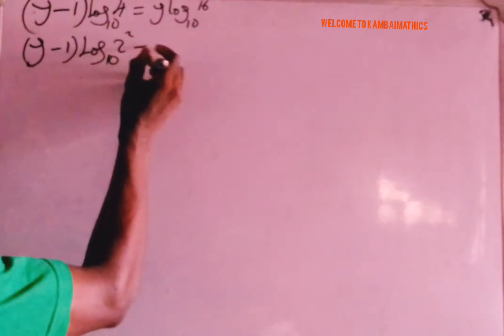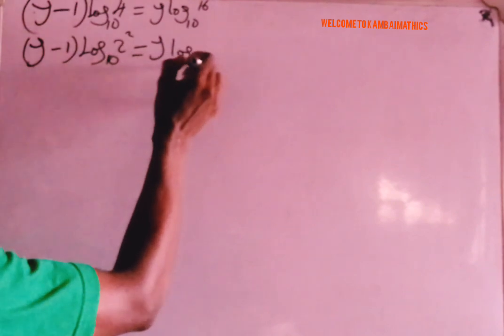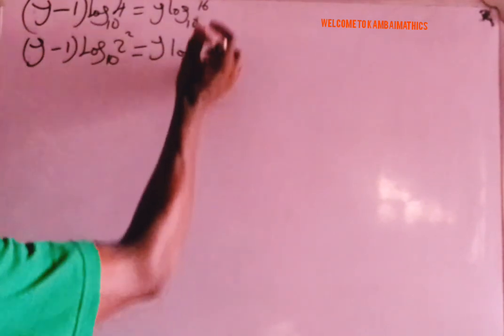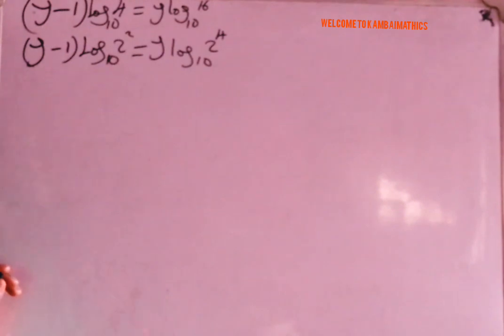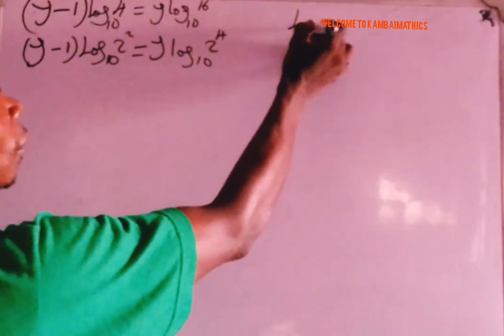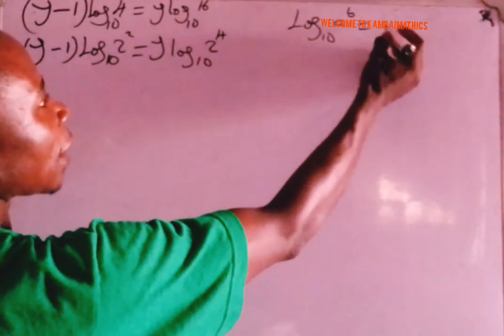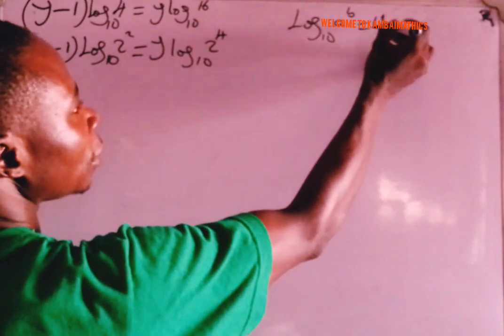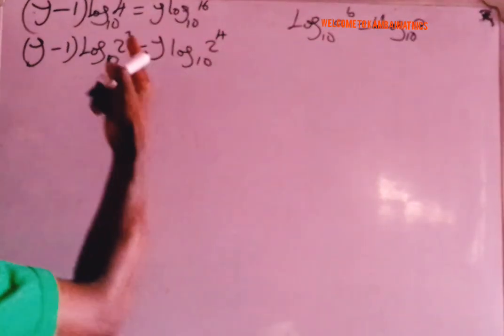power of 2 minus y, equals y log base 10 of 2 raised to the power of 4. 2 times 2 times 2 times 2, four places, is 16. So by implication, according to the law of log, if you have log base 10 of a to the power b, it can be written as b log base 10 of a. So we apply that here by bringing down this power.